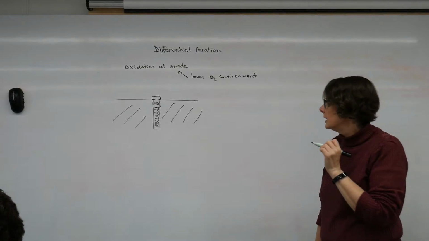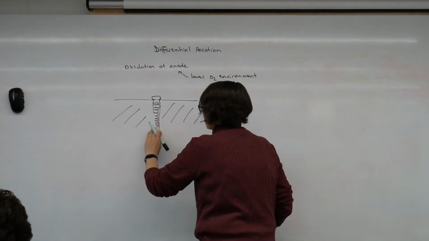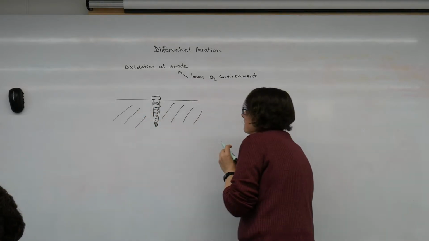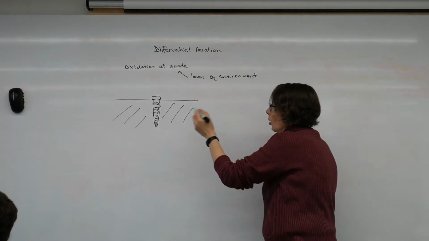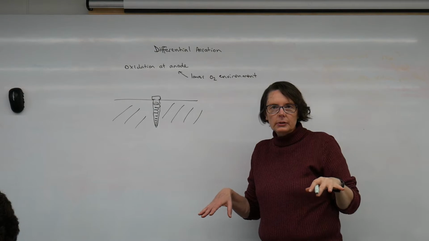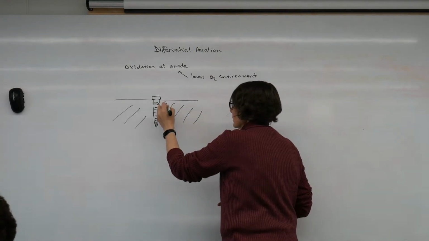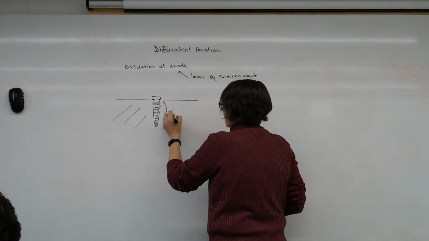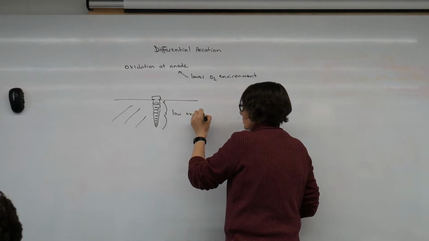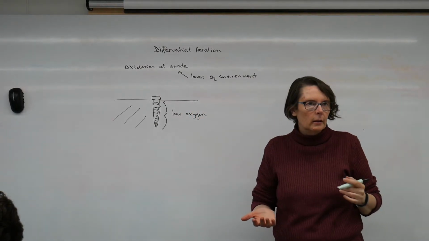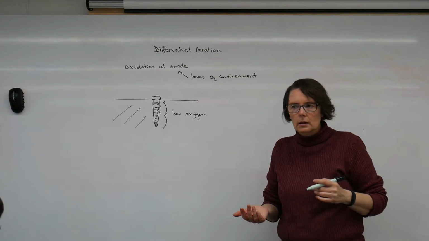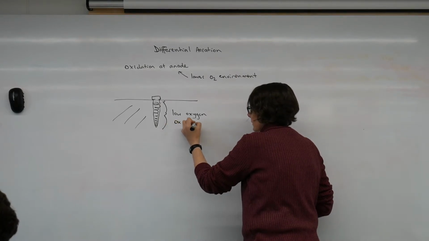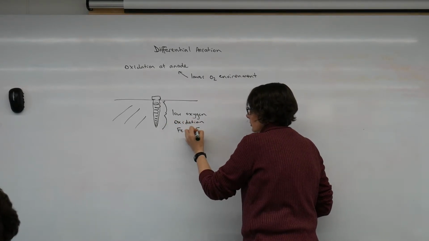And so what happens here, and I might make it a screw so that it doesn't really matter. All of this area that is under the surface is low oxygen. So what does that mean? What's going to happen under there? Oxidation. So Fe to Fe2 plus.